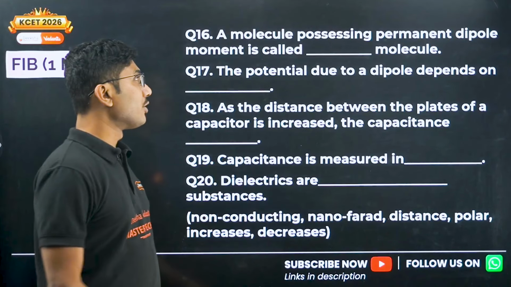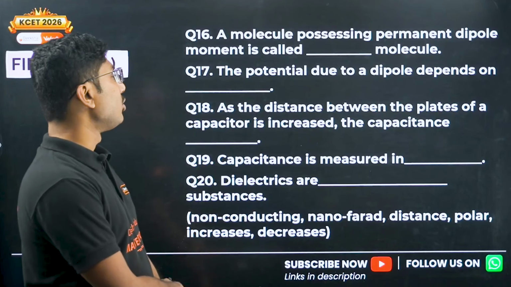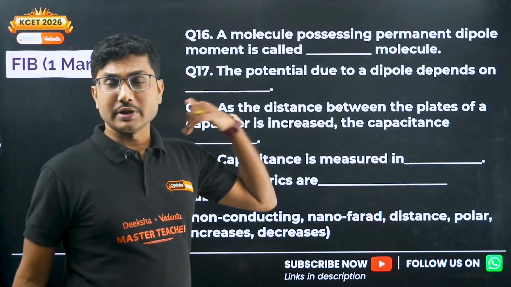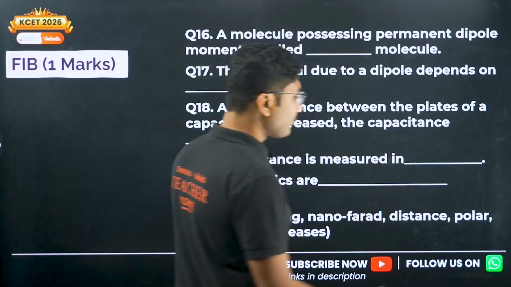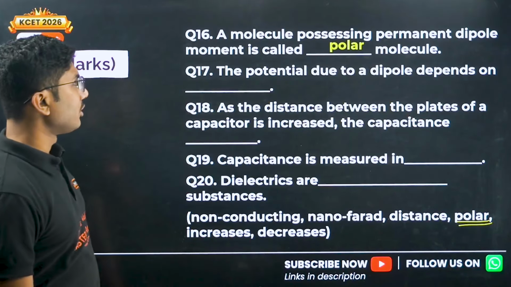Now let's move on to the fill in the blanks. A molecule possessing permanent dipole moment is called dash molecule. So a molecule which possesses a permanent dipole moment is called polar. Let's see if it is given in the option or not. Yes, polar is given, so definitely the correct answer will be polar molecules.